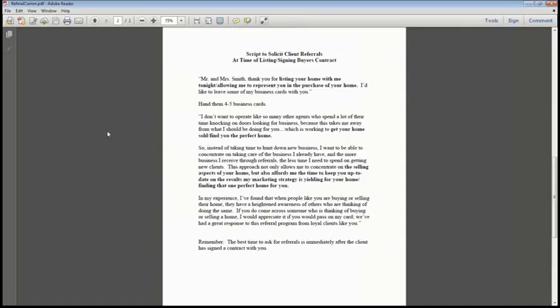First paragraph should say the sale of your home. I thought that was messed up. So, correction. First paragraph should say represent you in the sale of your home. Okay, because we're talking to a seller. So the next paragraph makes sense. I don't operate like so many other agents who spend a lot of their time knocking on doors looking for business, because it takes me away from what I should be doing for you, which is working to get your home sold.